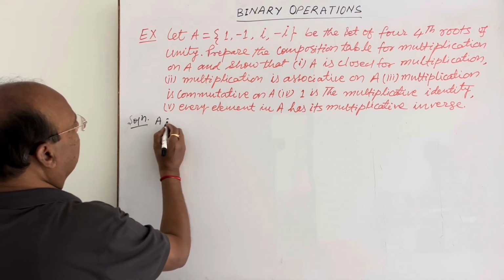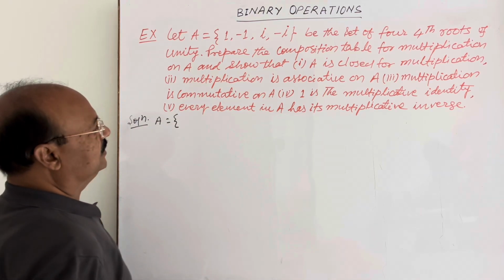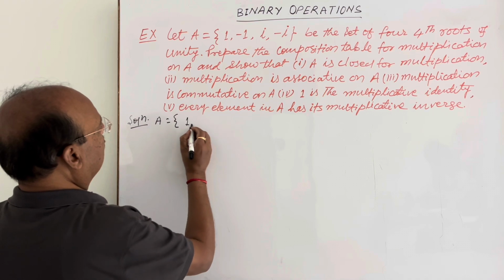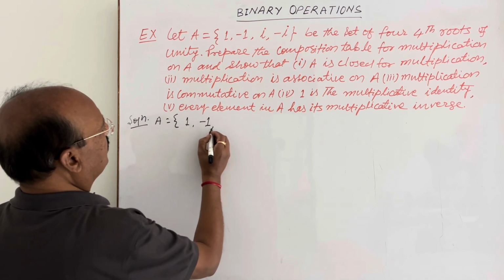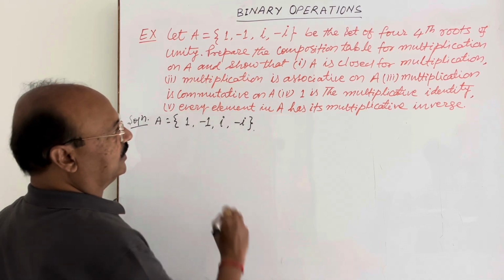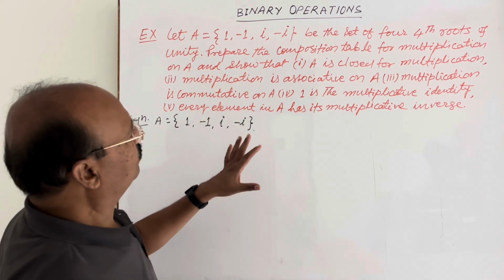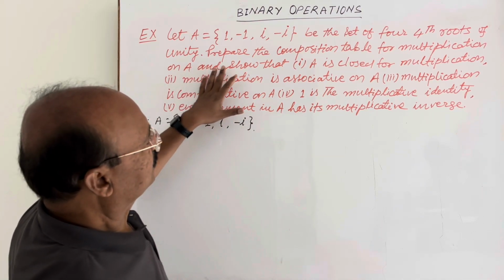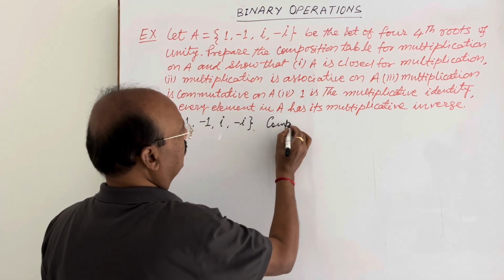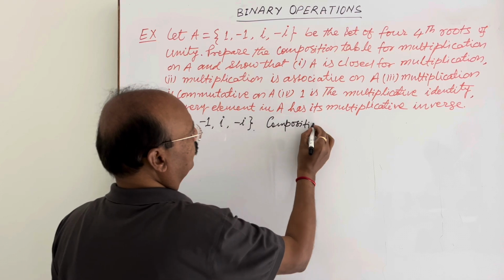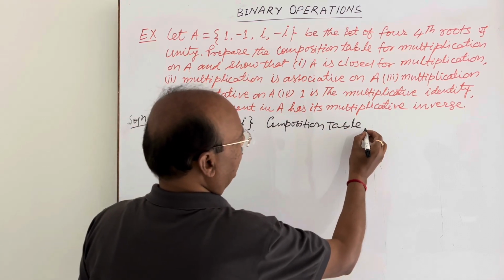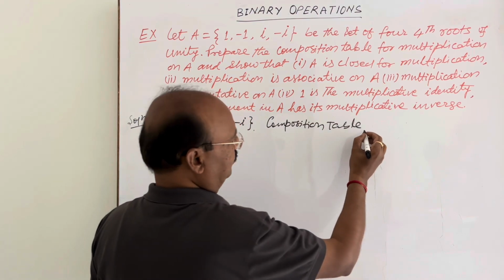Here set A is having elements. These are fourth roots of unity. These are 1, minus 1, i and minus i. Now we have to form a composition table. Let us form the composition table with respect to multiplication.